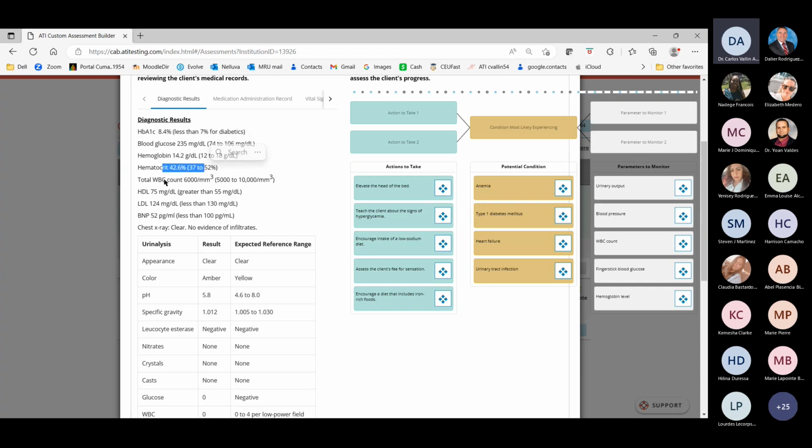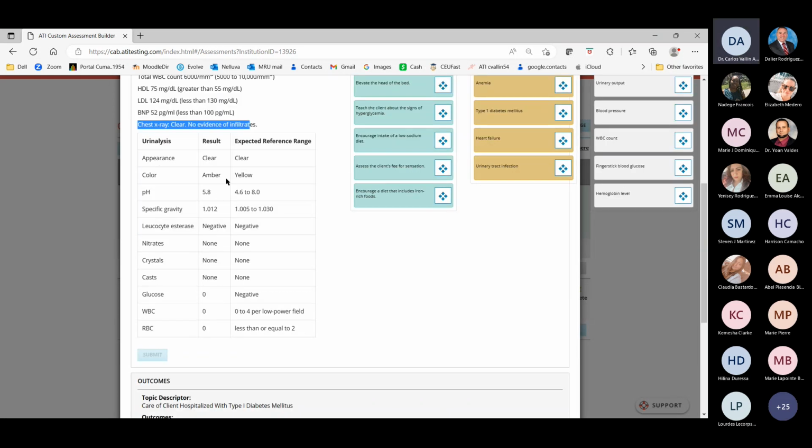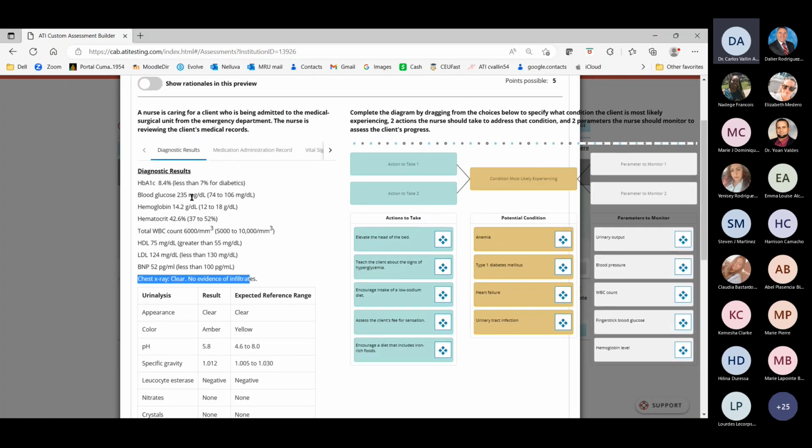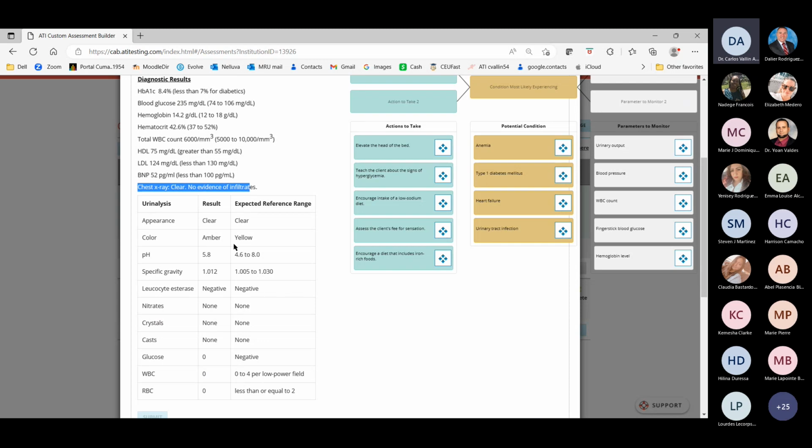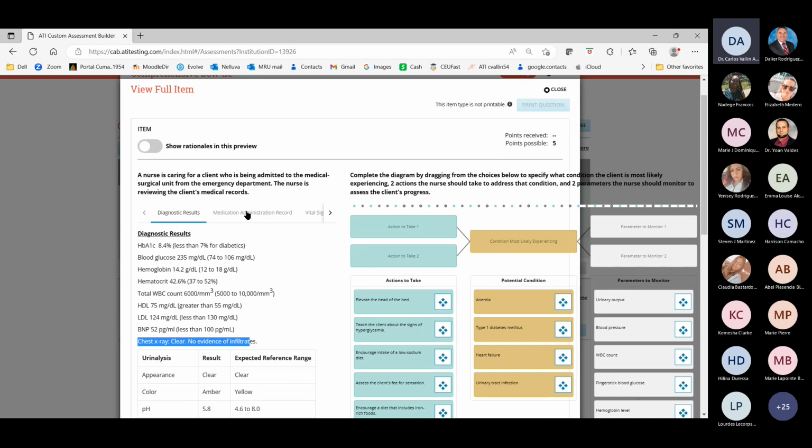Hemoglobin is okay, hematocrit is okay, white blood cell is okay. HDL, LDL are acceptable. This is cholesterol. This is not very important. BNP is okay, it's not heart failure. Chest rate is okay. Urine, clear amber, 5.8, it's the same as before. Here there is a mistake by whoever wrote this question. You cannot have 0 glucose in the urine with 235 milligrams of glucose in the blood. You need to have a little glucose in the urine, but nobody's perfect, okay? But it's okay. There is no problem in the urine. Okay, what else do we have?